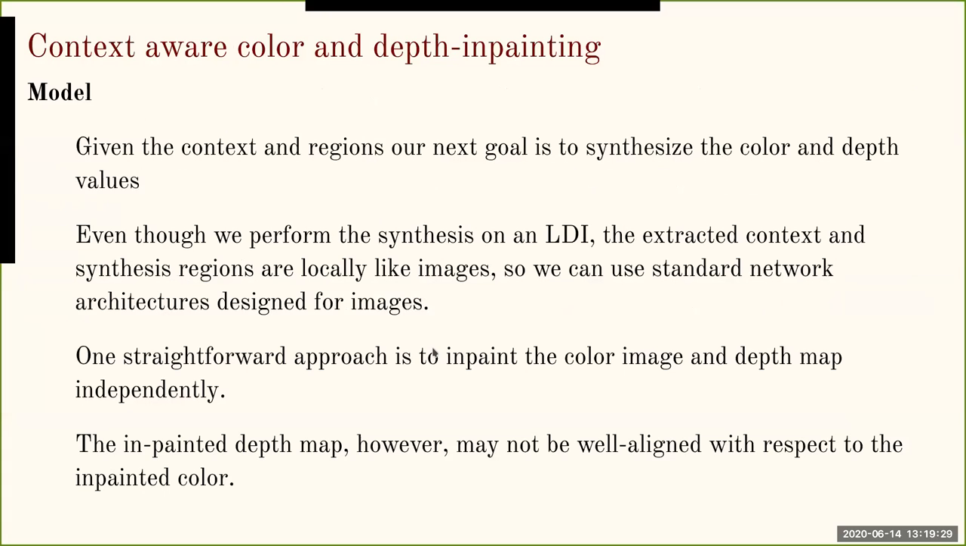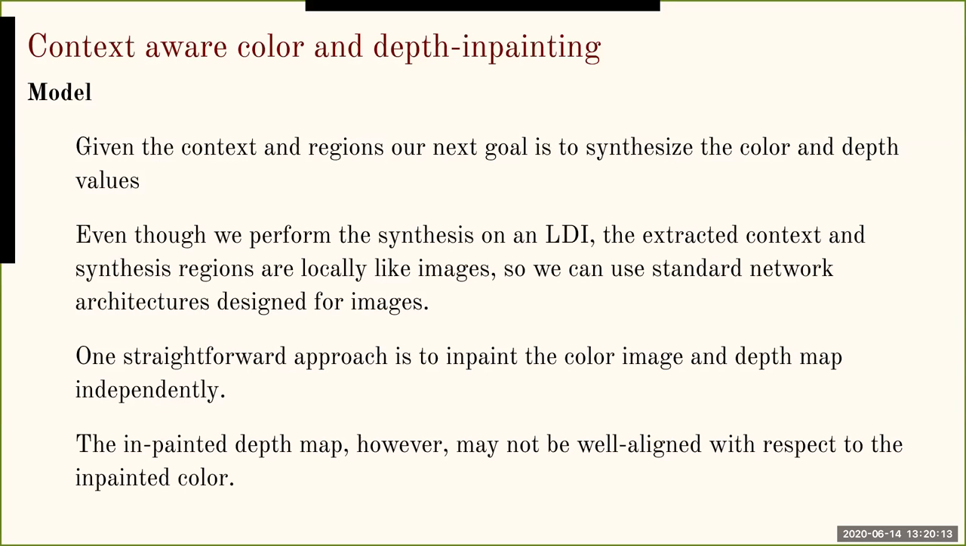So next we will talk about the model. Given the context and synthesis region, our next goal is to synthesize the color and depth values. So we have synthesized the context and all those layer stuff. Now we will approximate the color and depth values of those regions. So here is where the GAN part comes in with the UNet. Even though we perform the synthesis on an LDI, the extracted context and the synthesis regions are locally like images. So we can use standard network architecture designed for images. So I will be using UNet. I will be showing the example of UNet, which they have cited in the inpainting paper. So we will go to that.